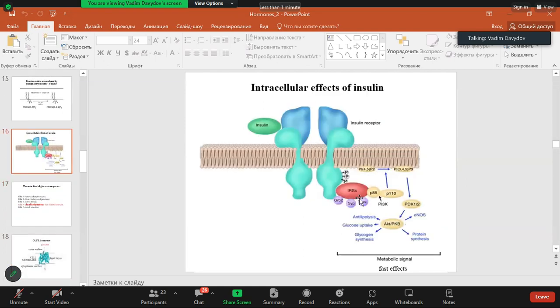And it's very important to know that phosphatidylinositol 3-phosphate dependent kinase catalyzes the phosphorylation of different proteins in the cytoplasm too. One target, one substrate of that enzyme, is protein kinase B. We know protein kinase A, protein kinase C, protein kinase G, tyrosine kinase.